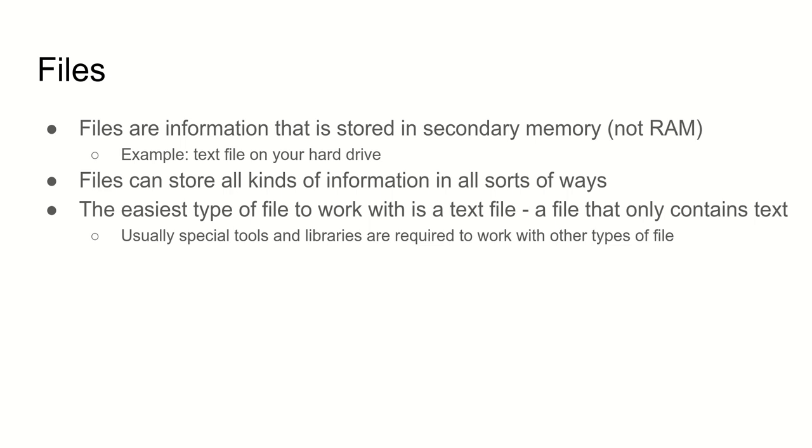But we're talking now about secondary memory, things like hard drives or USB drives or things like that, that are a part of your computer's set of devices that can store data, but are not that primary set of memory where running programs live. Files can store all kinds of information in lots of different ways, many different formats. The easiest format to work with is a text file, or at least the easiest to get started working with.